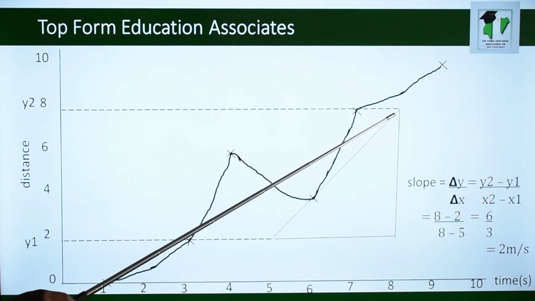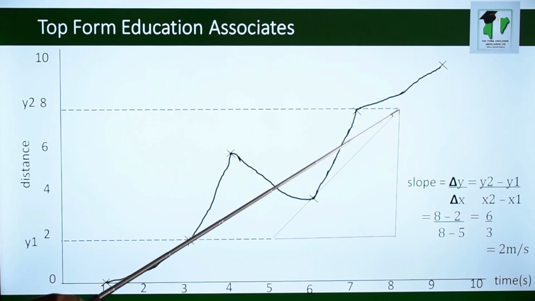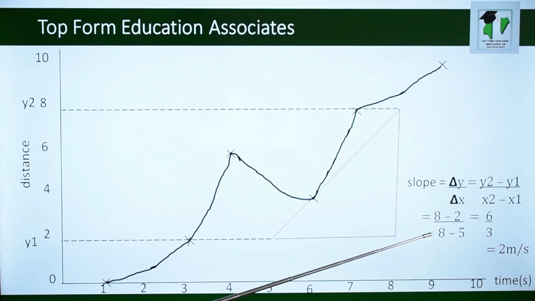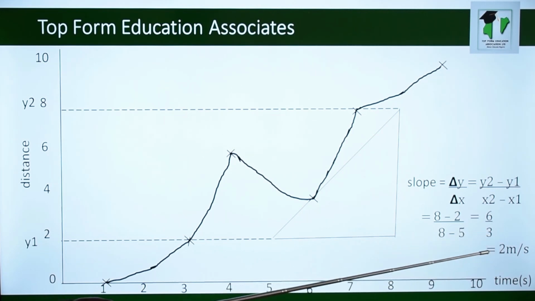Then for your time interval, this point here, you trace it down. You have here as x2, which is 8 seconds. Then you trace this point down here, which is 5 seconds. So we have 8 minus 2 is equal to 6, 8 minus 5 is equal to 3. So here it gives you 2 meters per second. That gives you the non-uniform speed of this graph.